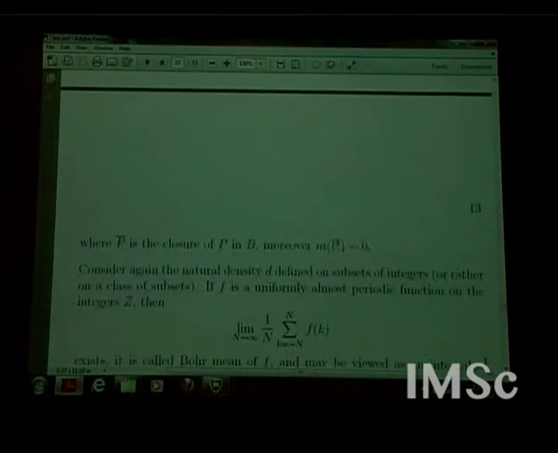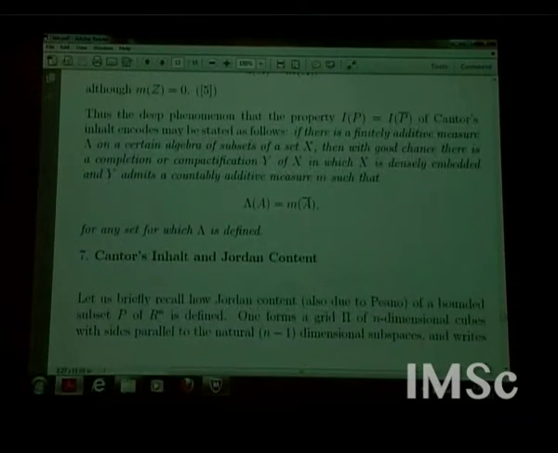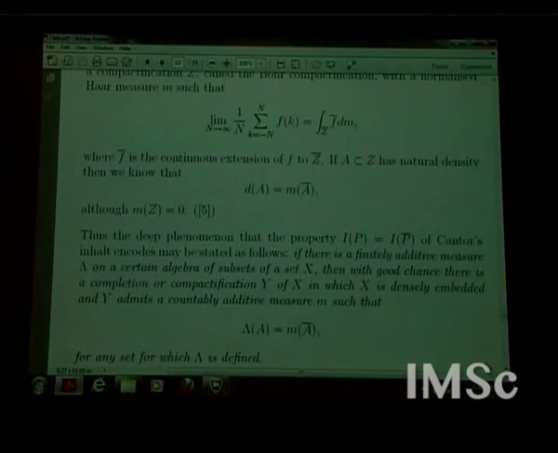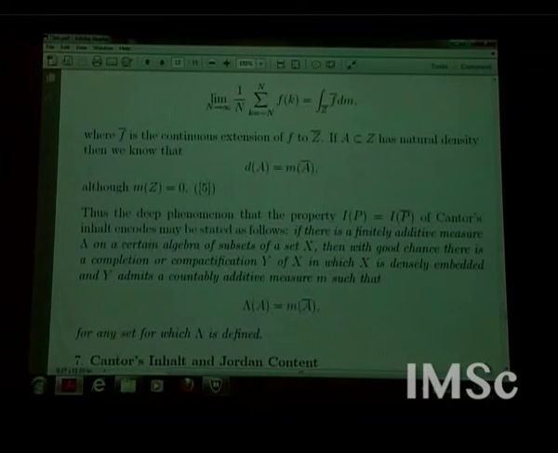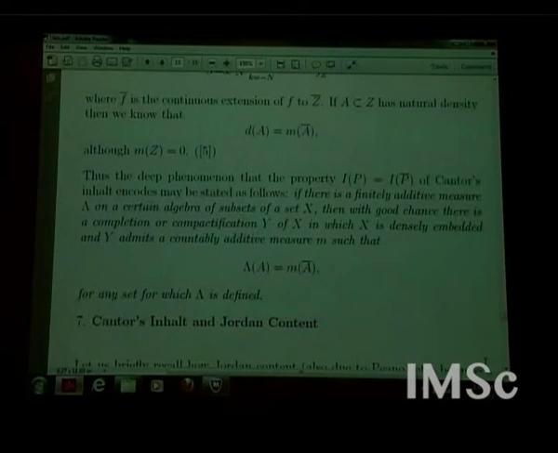In other words, let me finally go. This is a bit of hyperbole, to suggest that maybe he was in touch with some kind of cosmic intelligence and trying to say whatever he can. So I'll just read the final thing and then stop. Thus, the deep phenomenon that the property inner content equals the closure content of Cantor's integral encodes may be stated as follows. If there is a finitely additive measure on a certain algebra of subsets of a set X, then with good chance there is a completion or compactification Y of X in which X is densely embedded and Y admits a countably additive measure M such that lambda of A, where lambda is finitely additive, is M of the closure of A in the bigger space.